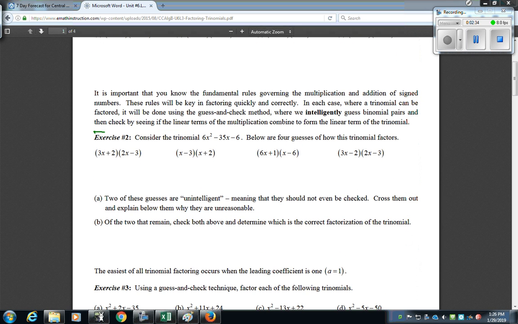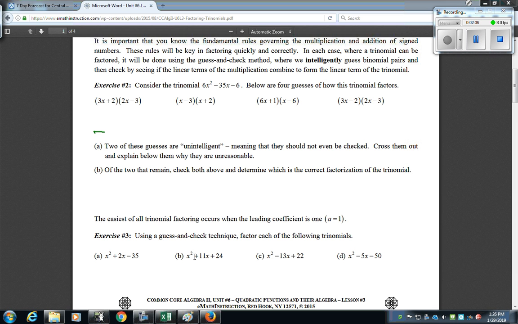Now they talk a little bit on this paper about unintelligent guesses. I mean, you really got to start somewhere. I feel that the only unintelligent guess would be to sit there and stare at it. You're not really taking a guess at all. There's always that idea of working backwards. You can use guess and check. But let's take a look and hop right into exercise three.